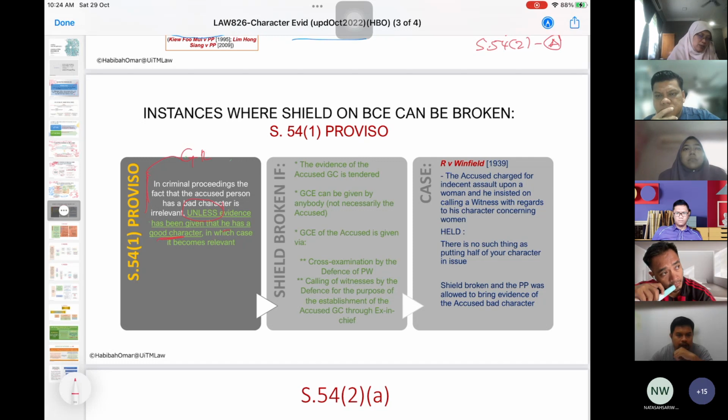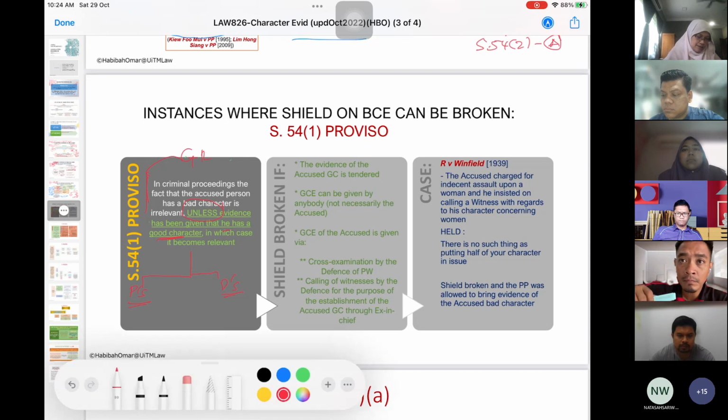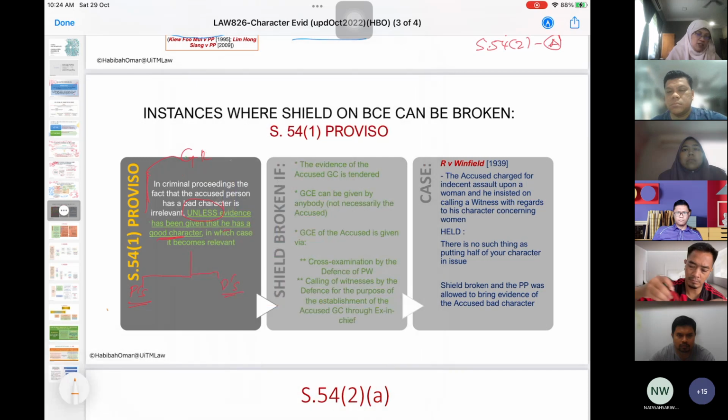So, good character evidence ni boleh dibawa dekat prosecution stage oleh defense. We're talking about good character ni oleh defense. Defense boleh bawa good character evidence at the prosecution stage, dekat defense stage pun boleh. Now, bilakah defense bawa good character evidence dekat prosecution stage? Bila? Bilakah defense bawa good character evidence at the prosecution stage? Maksudnya prosecution stage siapa saksi you?